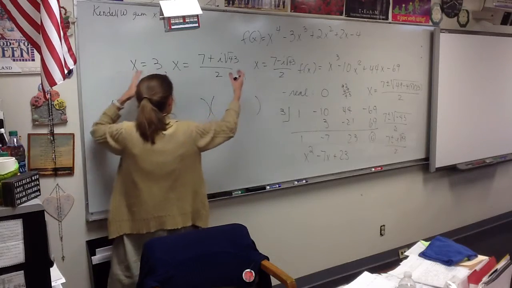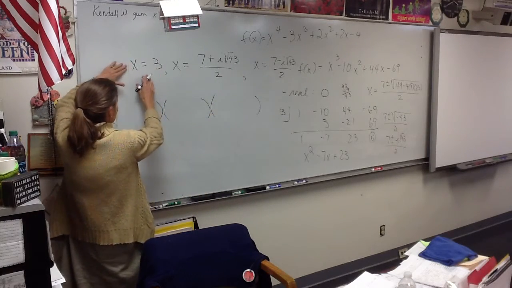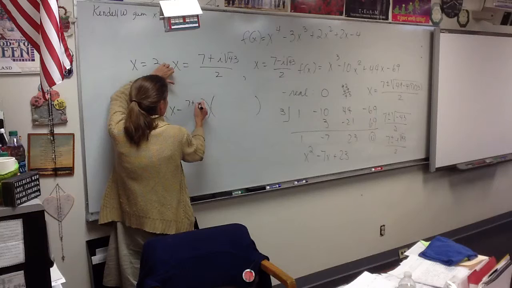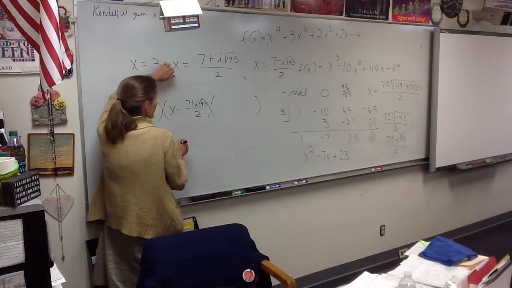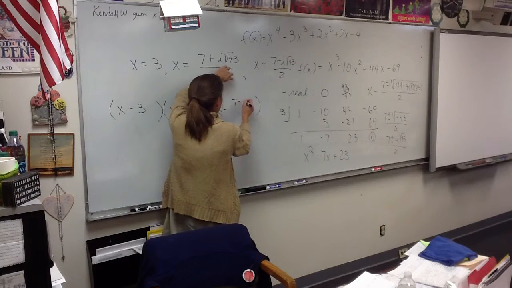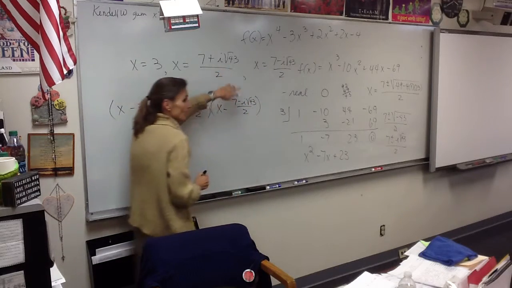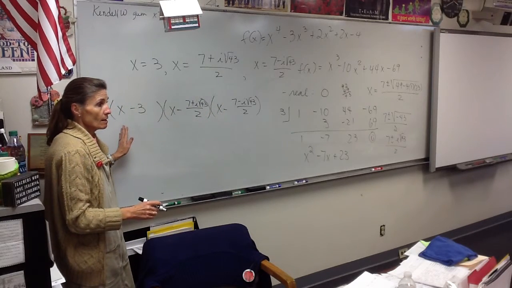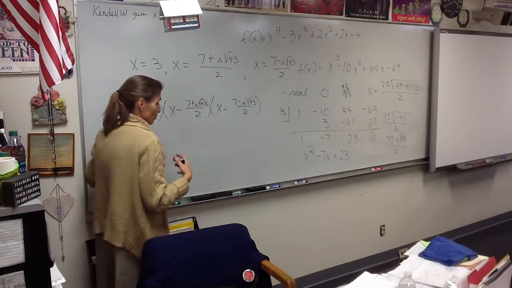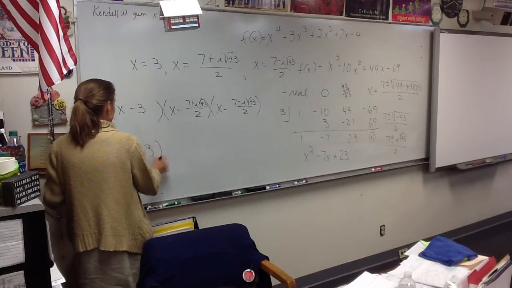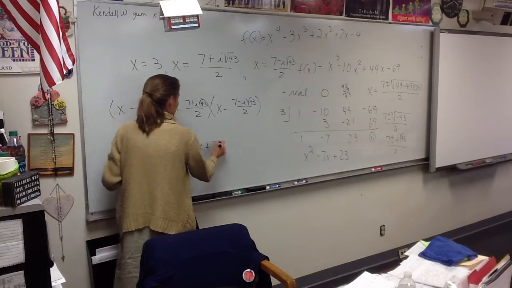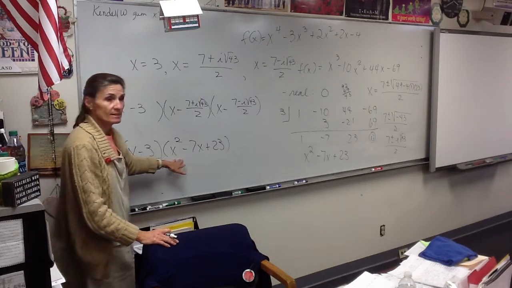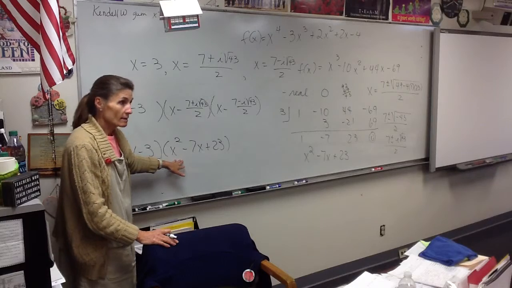So what do we mean by linear factorization? We mean put these into factors. So what would this factor be? x minus 3. This one would be x minus 7 plus i root 43 over 2. And this one would be x minus 7 minus i root 43 over 2. There is your linear factorization. If I have to write the factors of this, I would prefer to leave it like this. But that's not linear because this is a quadratic, right?